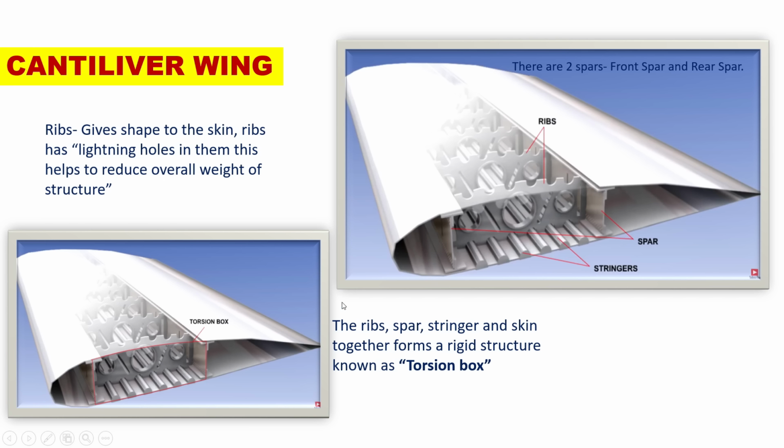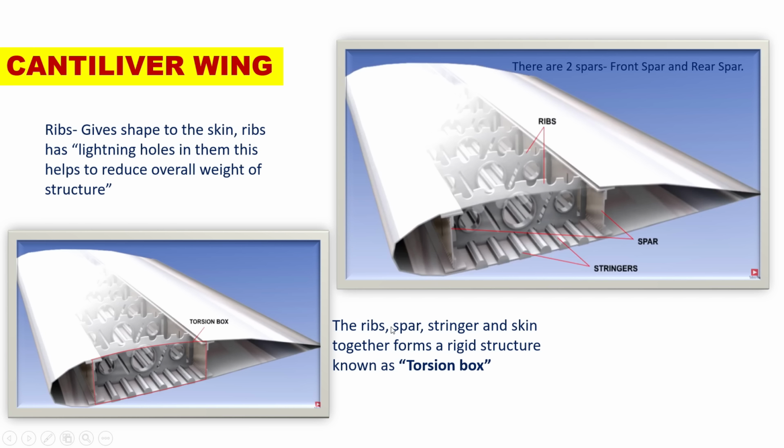And one more thing, you can see the stringers are also here. These are the stringers, right? And the spars. There are two spars. This is the front spar, and this is the rear spar. You just need to remember the names: ribs, spars, stringers, right? And this is the skin. So these four parts combine together and form a cantilever wing.